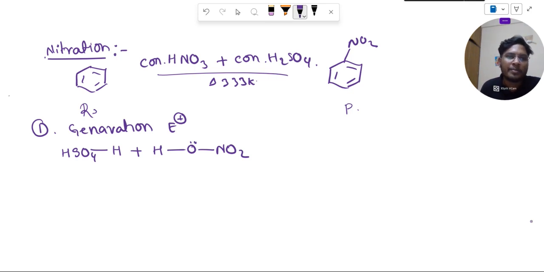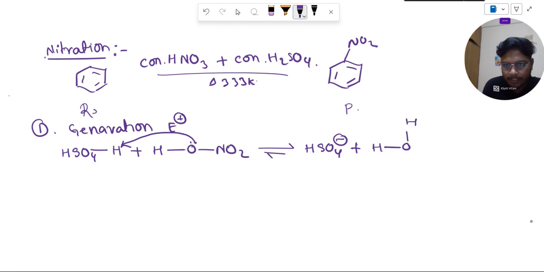The oxygen contains a lone pair of electrons, so even though it is nitric acid, it will act as a base. What is the role of a base in a reaction? A base always abstracts a proton. So here the base will abstract a proton from sulfuric acid, so it forms a compound like HSO4 minus plus HO and H, with a positive charge on the oxygen as well, and this is NO2.